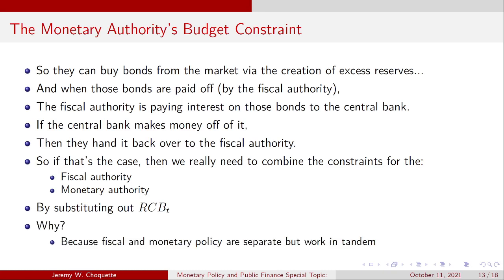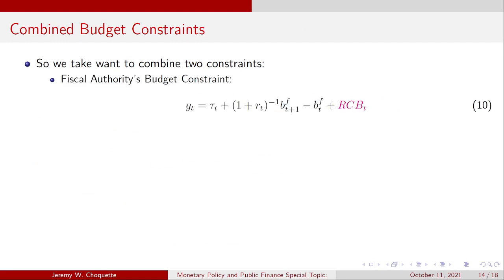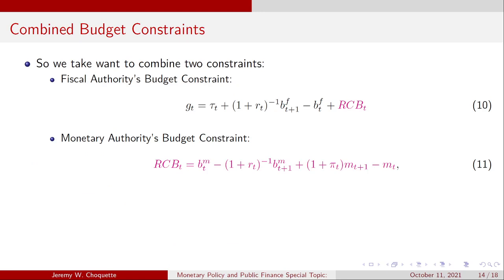Now, why are we doing this? Well, like I said earlier, in either this lecture or the lecture before it, I don't really know, as they all kind of stream together, fiscal and monetary policy are separate, but they work in tandem. So we want these two constraints, the fiscal authority's and the monetary authority's constraints. We just want to put them together.